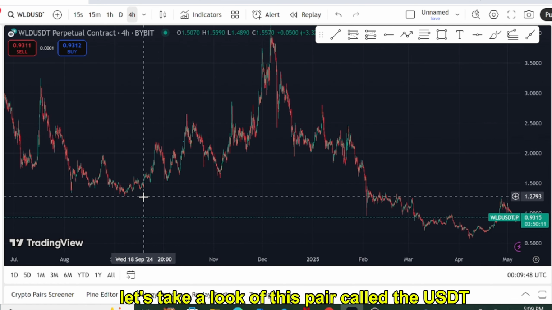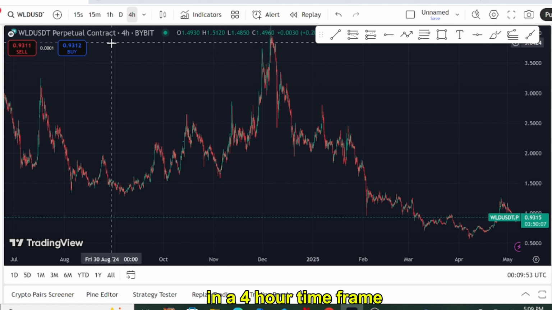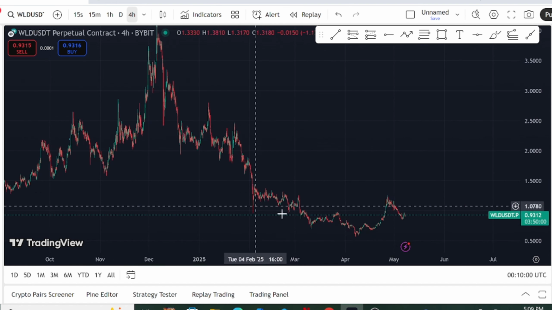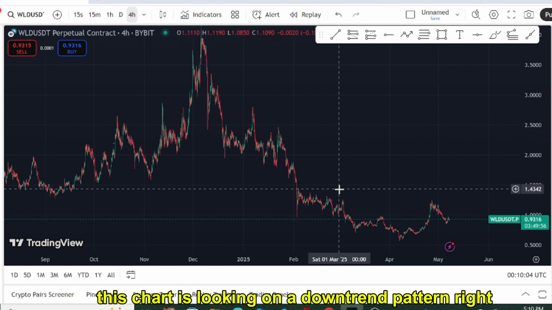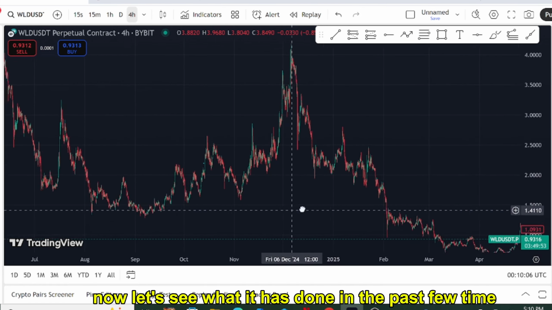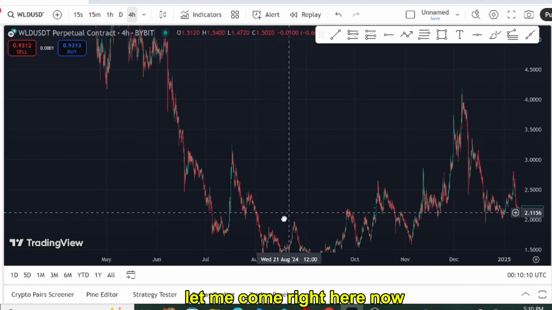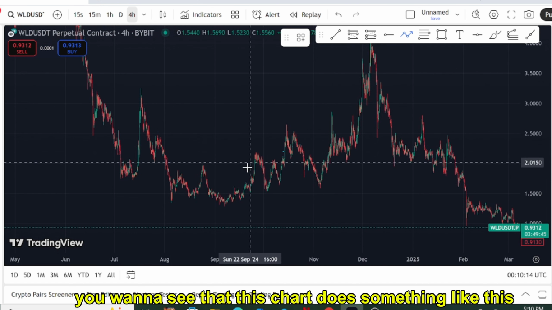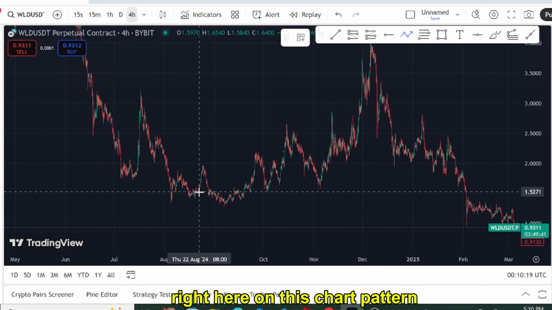Alright guys, let's take a look at this pair called WILDUSDT in a 4-hour time frame. Now if you watch closely on this pair, you want to see that at this point right here, this chart is looking on a downtrend pattern. Right now, let's see what it has done in the past few times. You want to see that this chart does something like this, and now you're going to see the algo market structure right here on this chart pattern.